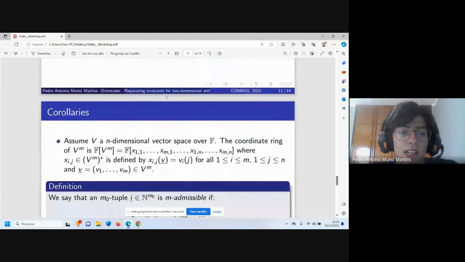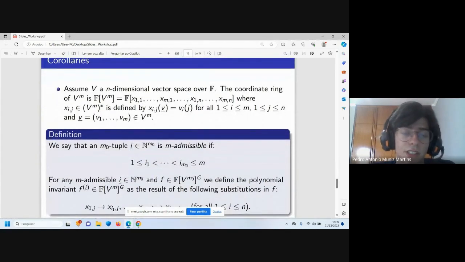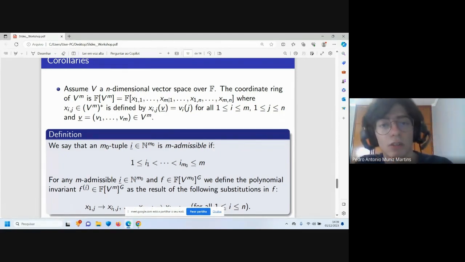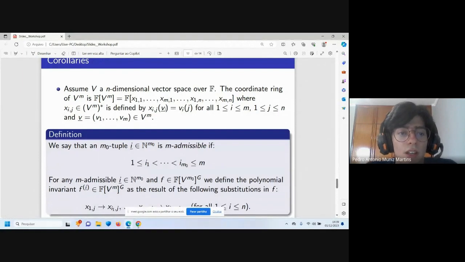Now let's talk about expansions. Here, let's assume V is an n-dimensional vector space over a field F, and let's talk about the coordinate ring of V^m, m copies of V, as here. When x_ij is an element of the dual of V^m, we define the action of this element on our vector from our vector space like that. Then we can define an m-admissible tuple as a tuple with m0 elements, such that the entries of this tuple are all increasing.